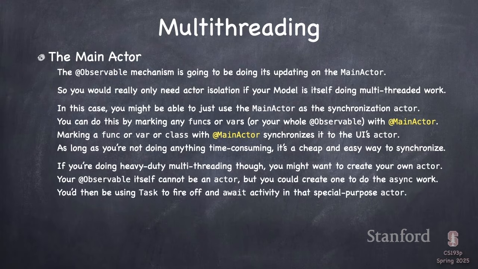Now, if you're doing heavy-duty multi-threading, like let's say your final project is your research project in quantum mechanics and you're doing these massive matrix multiplications and stuff like that, you're going to have to create your own actor for that. And by the way, it can't be an @Observable actor. There's no such thing. It's not allowed. The compiler will not let you say @Observable actor, which makes sense because, think about it, that @Observable thing needs to talk to the main actor to update it and all that stuff, so it doesn't want to have an actor boundary to cross over there.